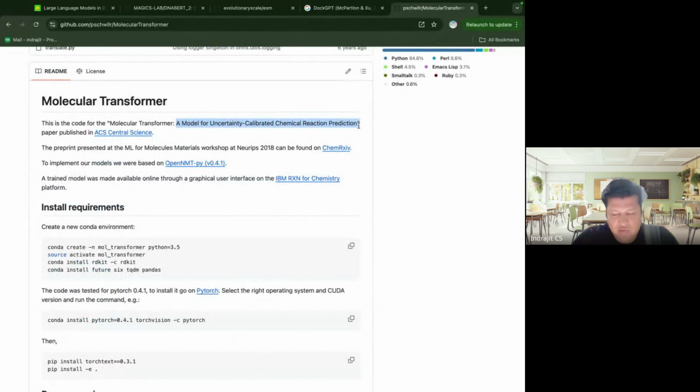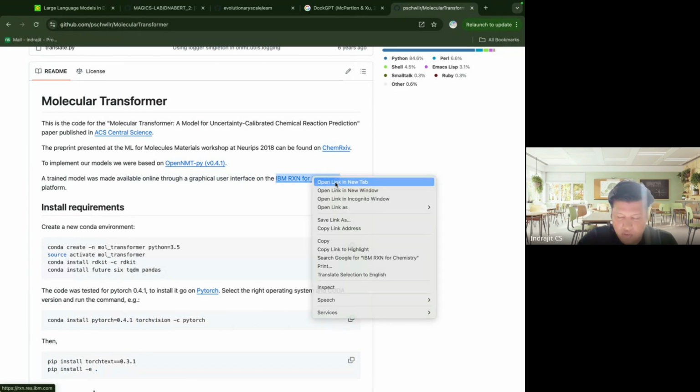So basically, this is calibrated for chemical reaction prediction. Like you were asking, there is a model that can actually find the chemical reactions that could happen between different molecules, especially the compounds being used in forming a particular drug. It kind of gives you the first stage of the hit, right? And this was presented at the ML for Molecules and Materials workshop, NeurIPS 2018. That kind of gives a little bit of validation for Molecular Transformer. Its implemented models were based on OpenNMT-py, and the trained model was made available online through a graphical user interface.